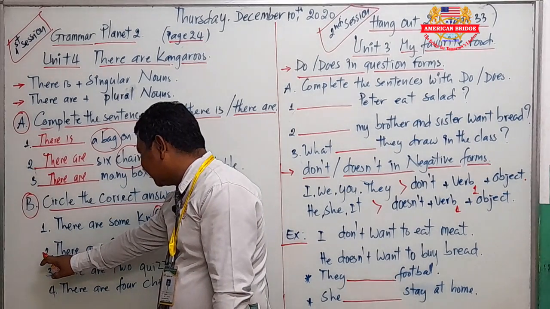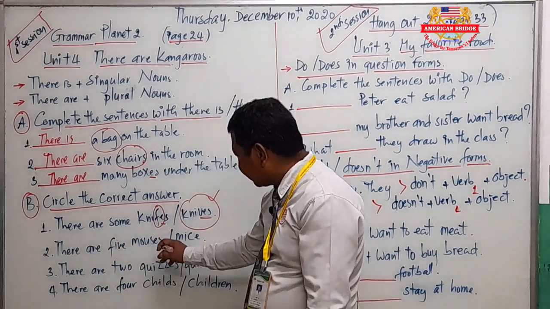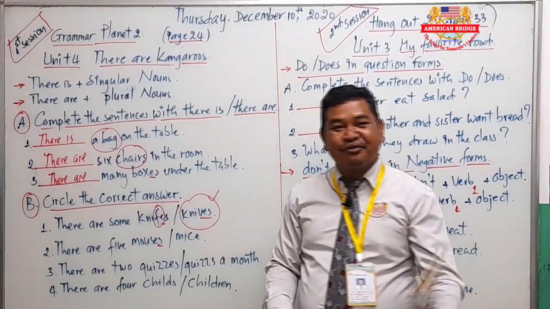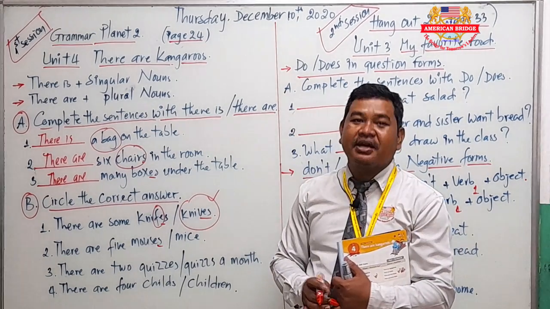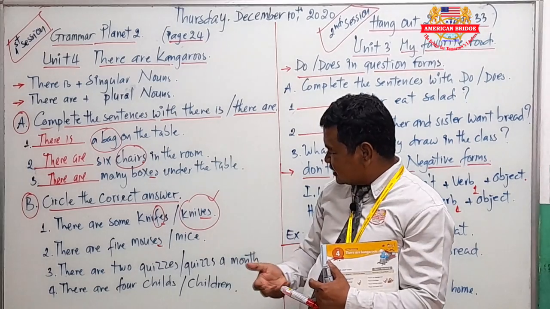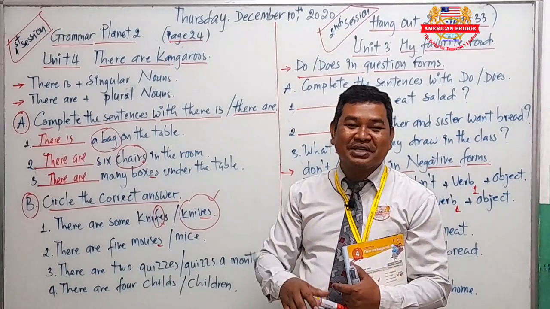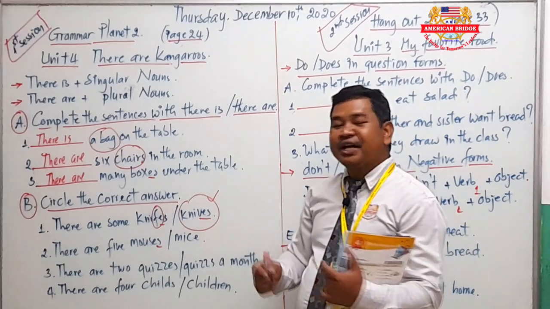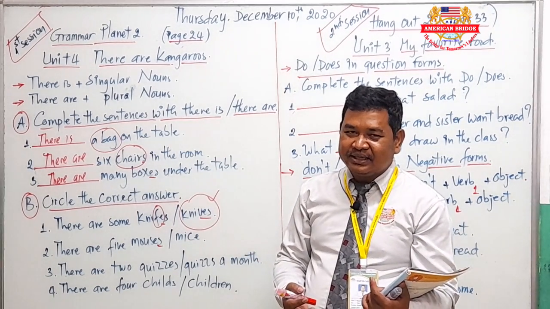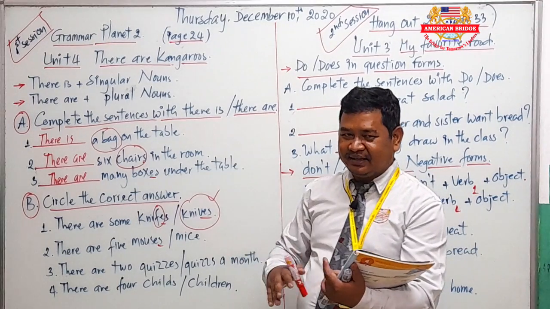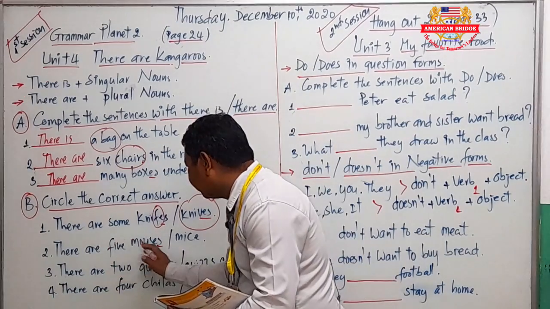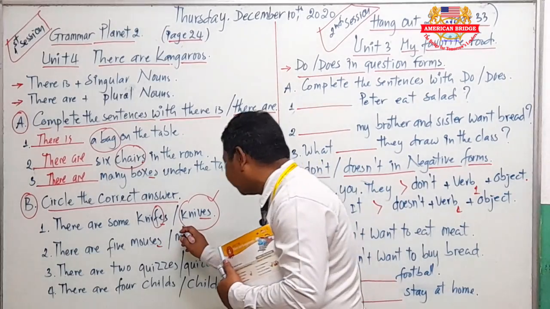Letter B, number 2. There are 5 mouths. We have to add s here. And mice. Do you remember, everyone? I have already mentioned this one is about irregular nouns, right? Child, children, goose, geese. This is an irregular noun. For irregular nouns, you don't add s, es or change y to ies. You have to remember irregular nouns all by yourself. So, there are 5 mouths, this one or this one? There are 5 mice.